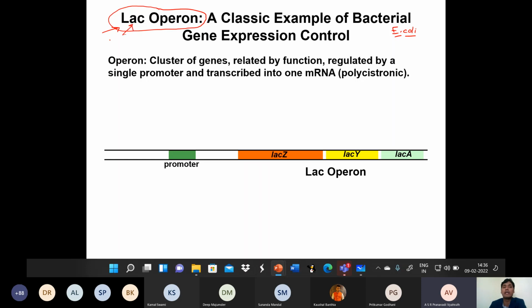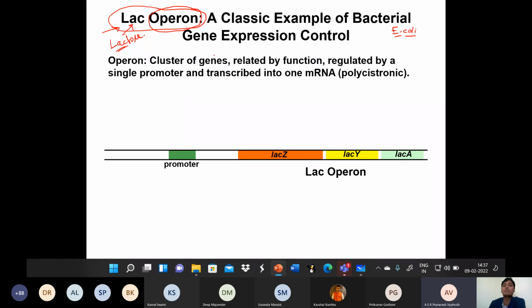Now, as I told you already, there are a few terminologies here. This lac is short for lactose. So in this case, we are only saying lac. Now, operon, this is again another new term. In an operon, multiple players are working together, not just one. So an operon is a cluster of genes related by function and regulated by a single promoter and transcribed into mRNA.